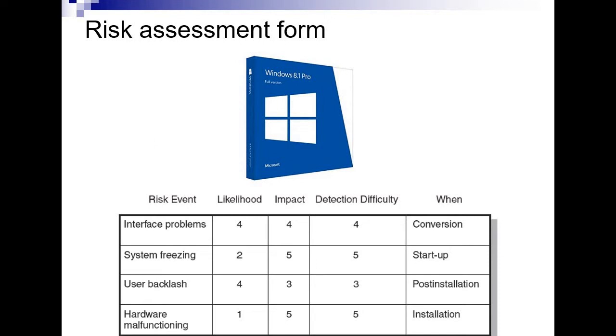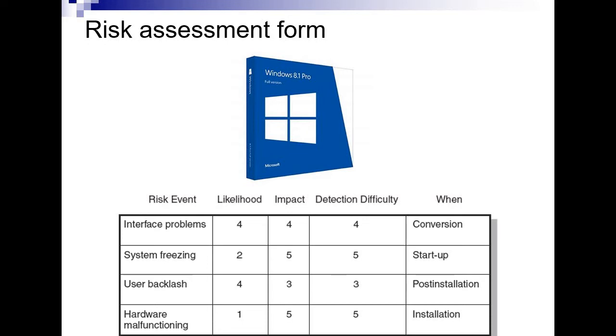However, sometimes it becomes very difficult to analyze the mood of the customers also, and therefore the detection difficulty is kept at 3. Because of the interface problems, or because of the upgrade from Windows 7 to Windows 8, hardware malfunctioning may happen; the likelihood of that happening is going to be 1, or almost nil. But then the impact is going to be very high, and so is the detection difficulty, because the moment hardware malfunctions, the user immediately comes to know about it, and this happens after the installation is done. So you'll see the risk assessment form is one of the tools to do the risk assessment.